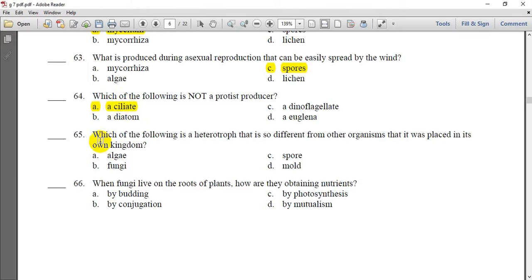Next, which of the following is a heterotroph that is so different from other organisms that it was placed in its own kingdom? 66. When fungi live on the roots of plants, how are they obtaining nutrients? This kind of mycorrhiza, we said, in this relation both of them get benefits, and this kind of relationship we call mutualism.